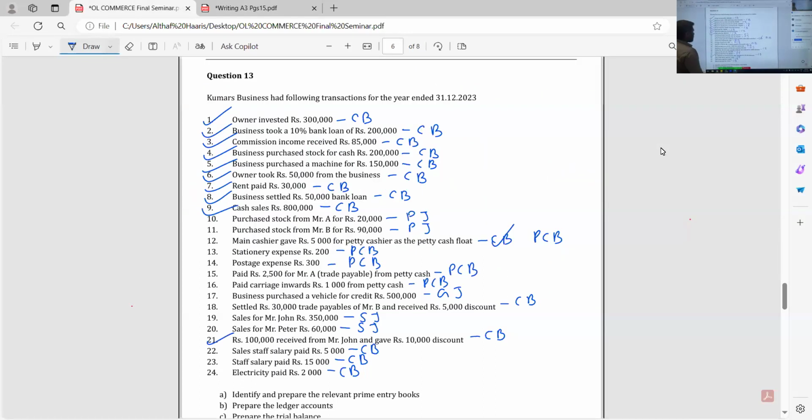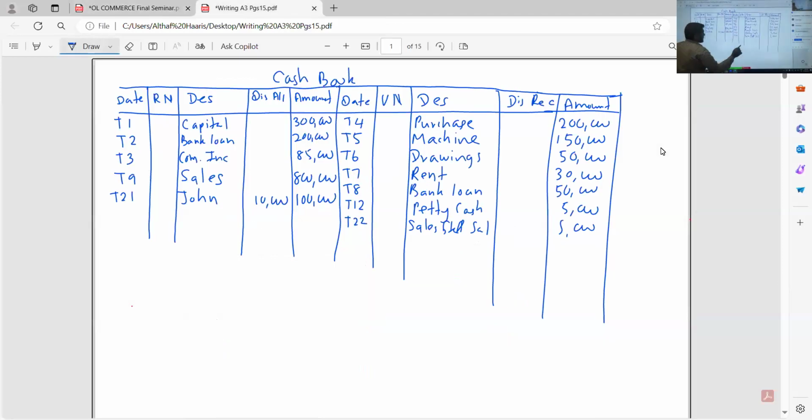Next one, staff salary paid 15,000. Other staff, T23, other staff salary. Why did I include this transaction? You will understand it later when I am doing the income statement and the balance sheet.